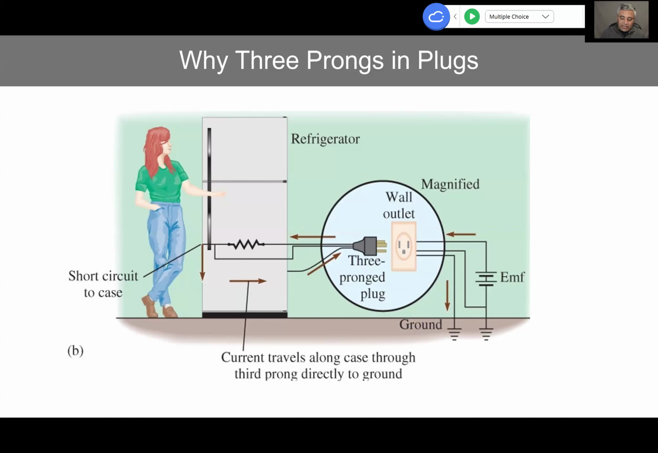We said some of these home appliances have 3 prongs, right? One prong, we say, is live. It doesn't have a positive or negative in the sense of a direct current, so we don't say positive or negative. Rather, we say it's active or live. Another one is neutral, and the third one is ground.